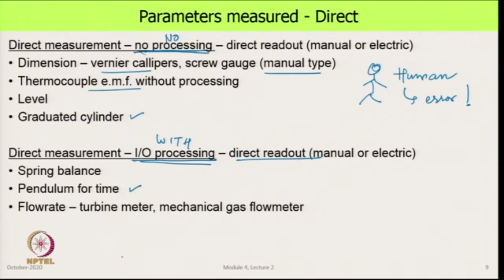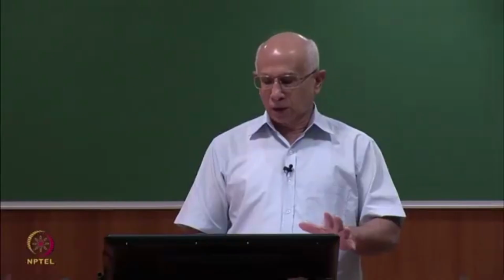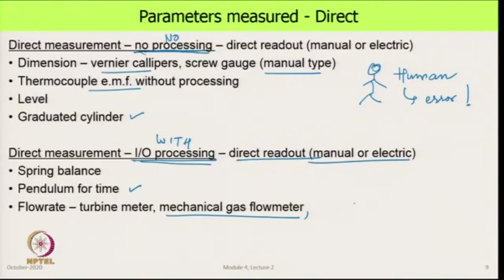Similarly, if you want to measure time with a pendulum, that would be the case, and so would the water flow meter at your house, or the mechanical type of gas flow meter. These are devices which operate completely in a mechanical way, and depending on something that rotates, it gives a number. That is how much we have consumed. So there was a processing happening because there was a mechanism in it, but no major electronic thing. Again, there is a direct readout which could be manual or electric. So here also the human being is an actor.